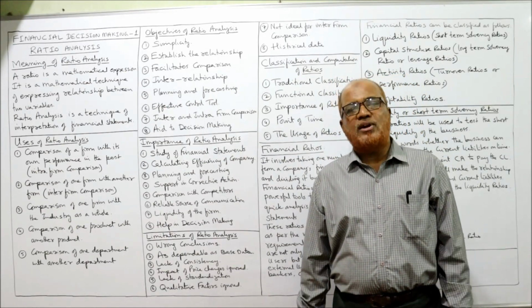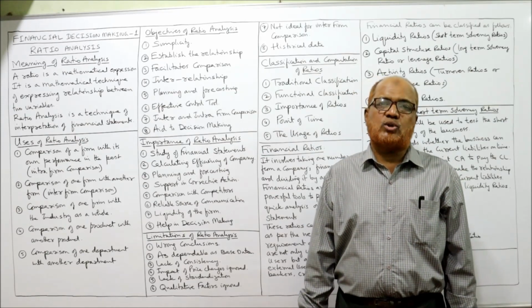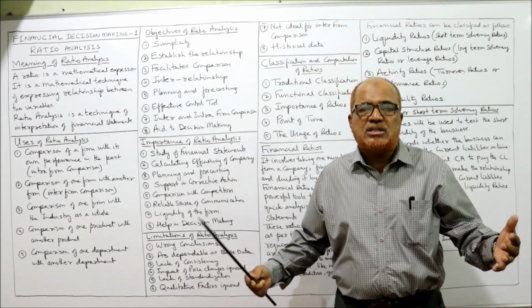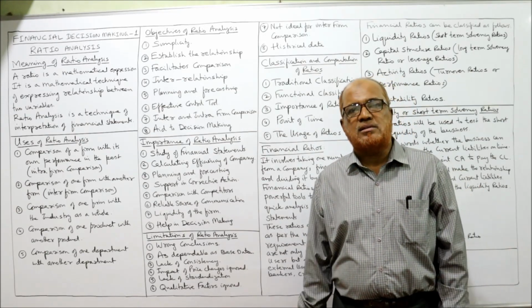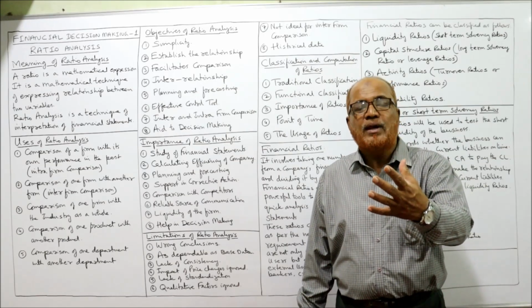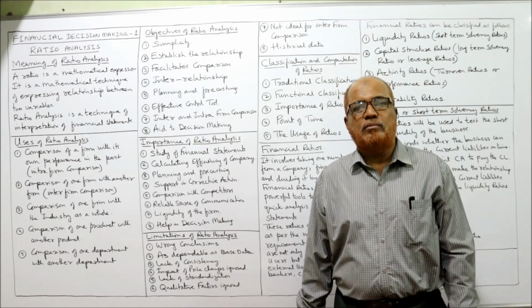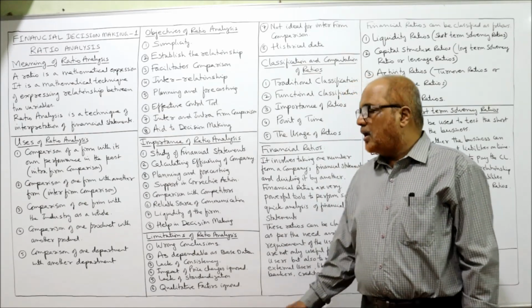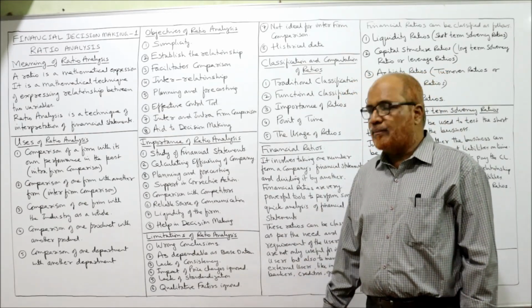Explain the importance of ratio analysis, and what are the limitations of ratio analysis, or what are the objectives of using this ratio analysis. So whatever discussion we are doing now will be very helpful to you in writing the theory question. Next, limitations. What is the first limitation?